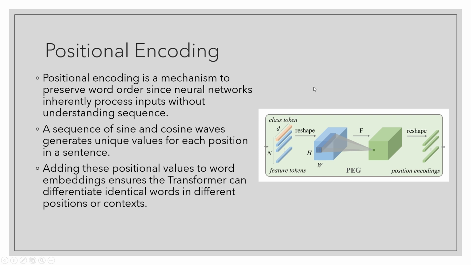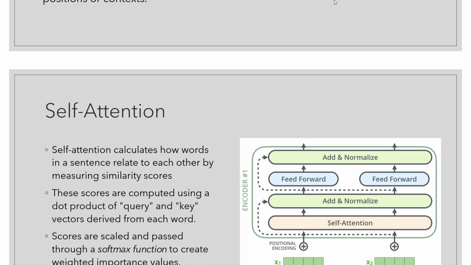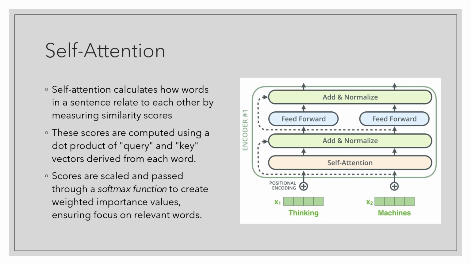Over here we can have a little diagram saying class token, and over here feature tokens, and we have D over here, reshape to H W F, and we reshape it to position encodings. So basically it's a simple diagram explaining all of this. You can check it out more if you want.